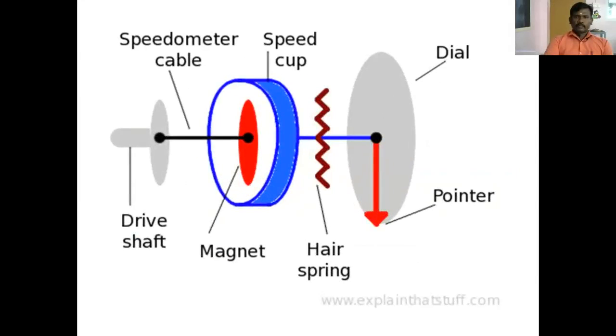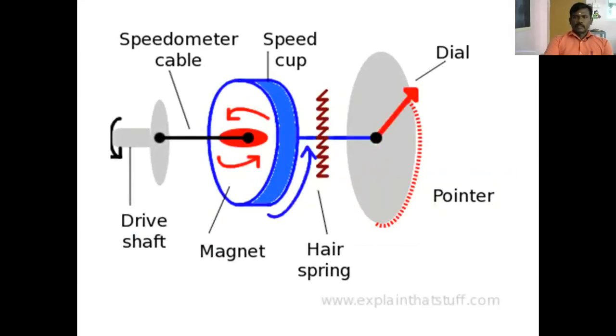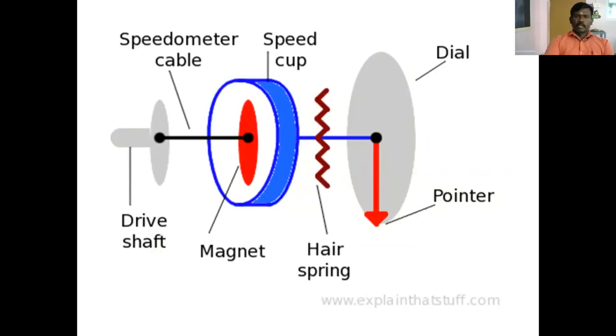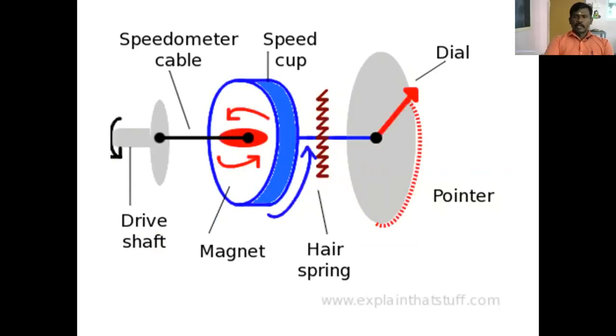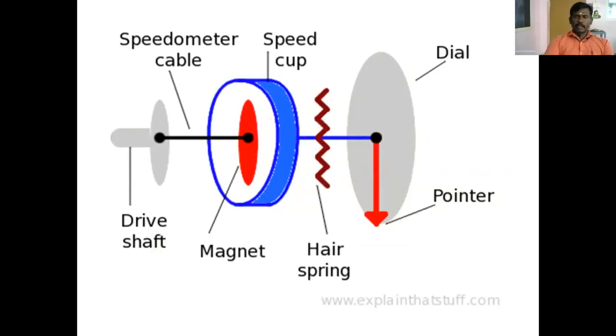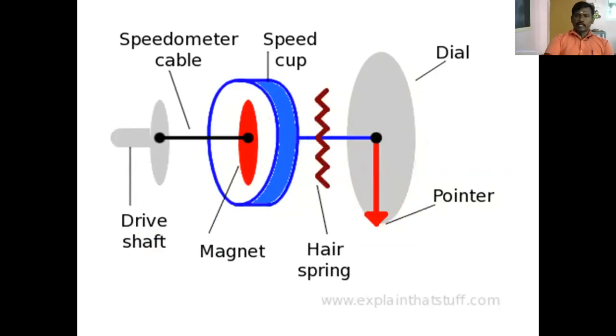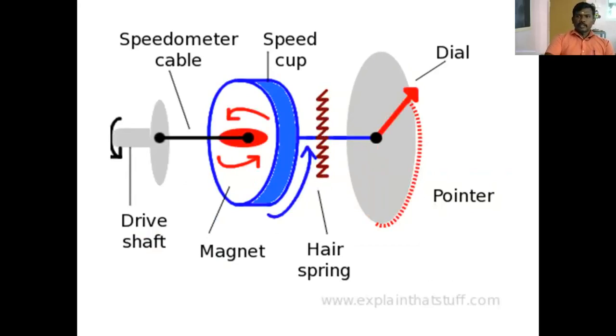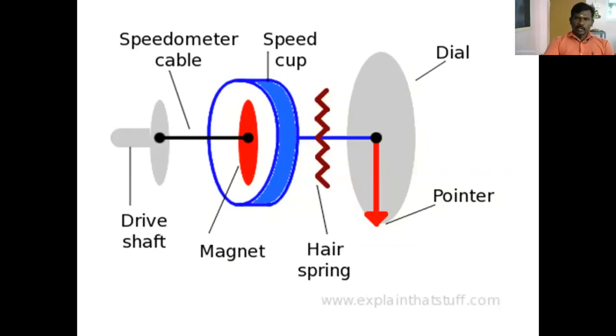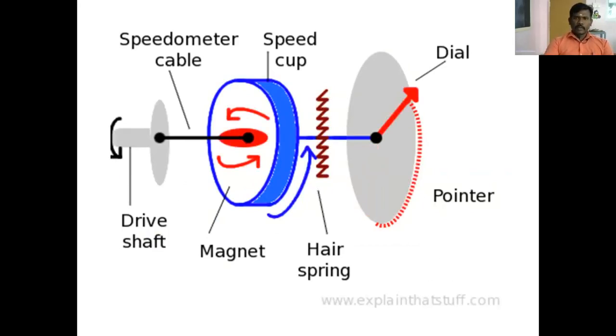See this one. See the GIF file. So the magnet is rotated, and the shape of the hairspring will be changed. Due to the change in the magnetic flux, the pointer is deflected from zero to the particular speed. That reading gives the speed, which is proportional to the speed of the vehicle.